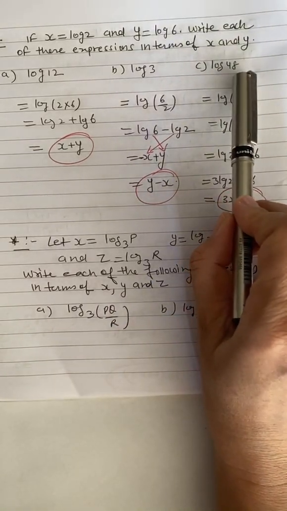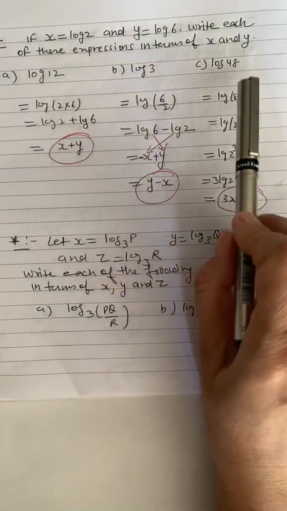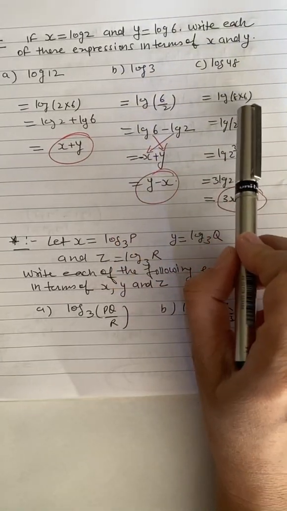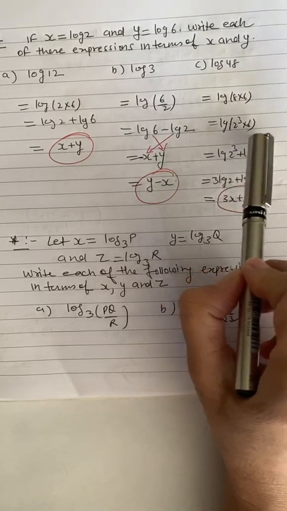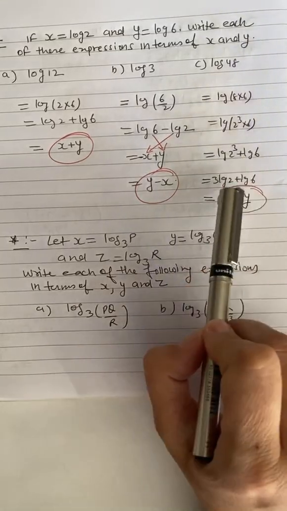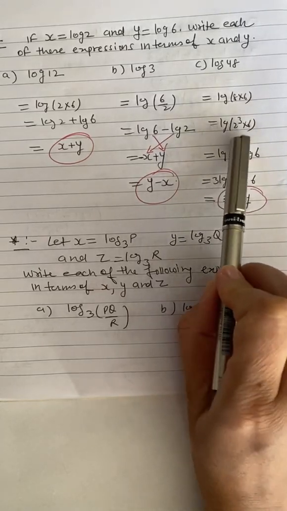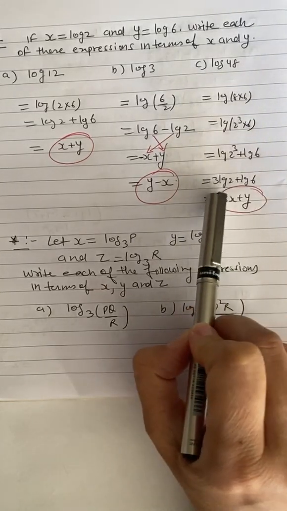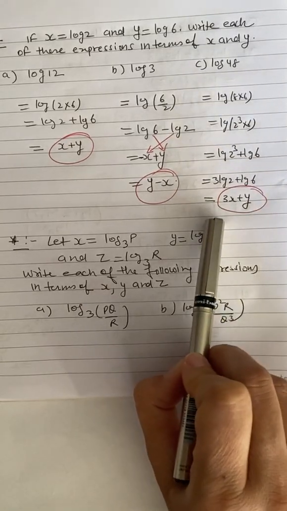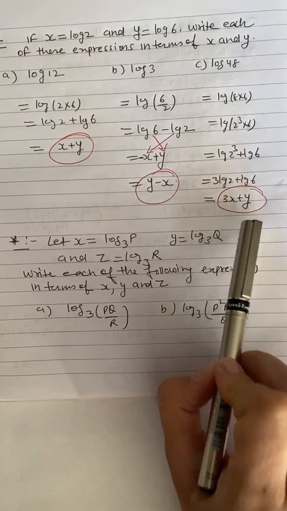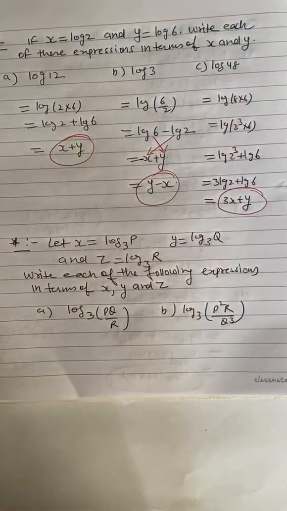Now log 48 cannot be written entirely in terms of 6 and 2. So what we did here is this is 8 times 6, and 8 can be written as 2 to the power of 3. And 6, we don't have to do anything with 6. And now I can use the log rules. So this is log 2 to the power of 3 plus log 6. And this is the same as 3 log 2 plus log 6. So we got this equal to 3x plus y. So this is your final answer for log 48.